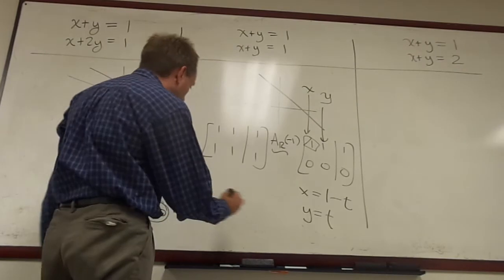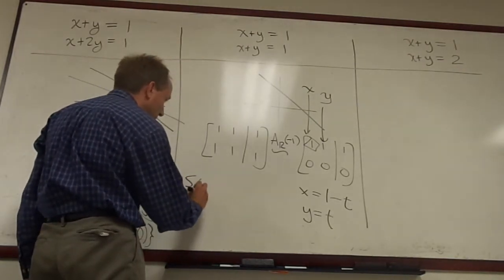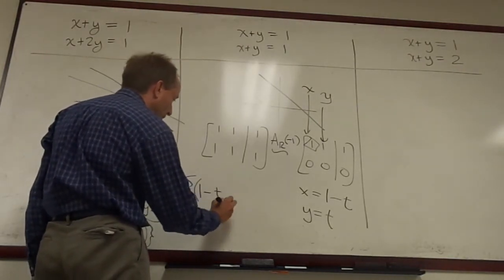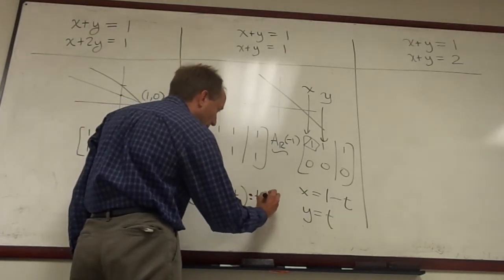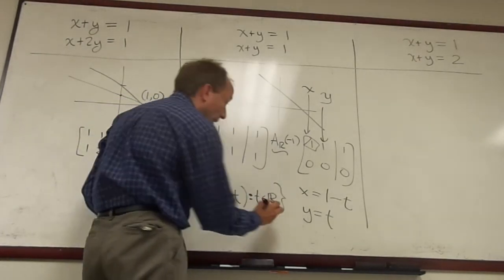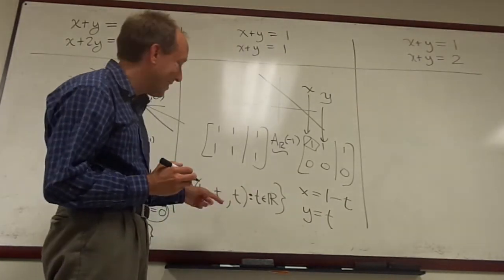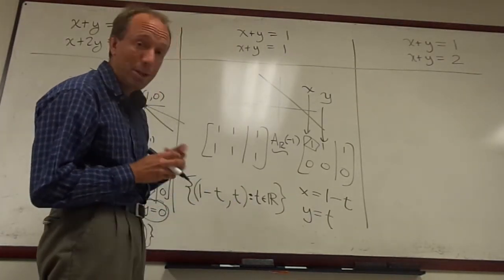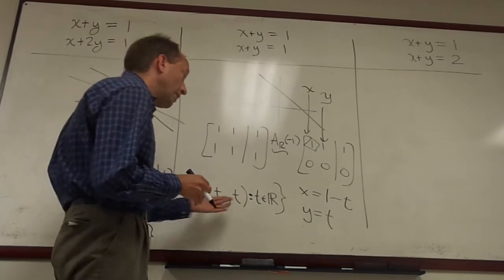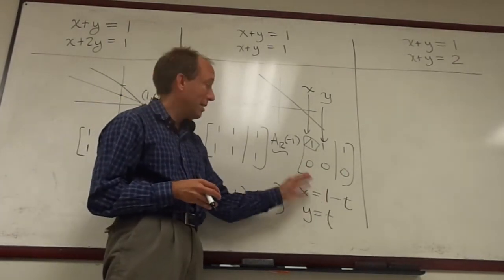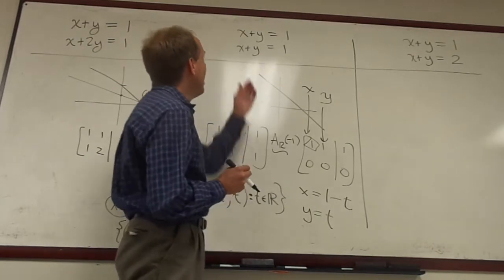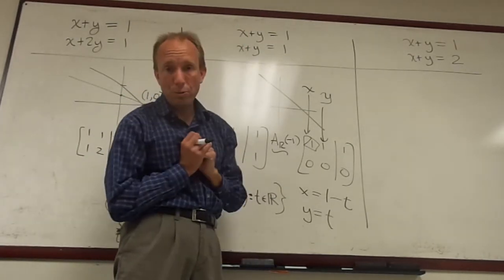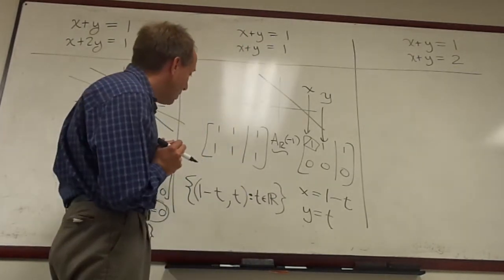t. So my solution set this time would be the set of (1 minus t, t) such that t is an element of the real numbers. An infinite number of solutions indexed by this parameter t. This is really a parametric description in the Math 250A sense. It's a parametric description of the line x plus y equals 1. That's what we've ended up with here.